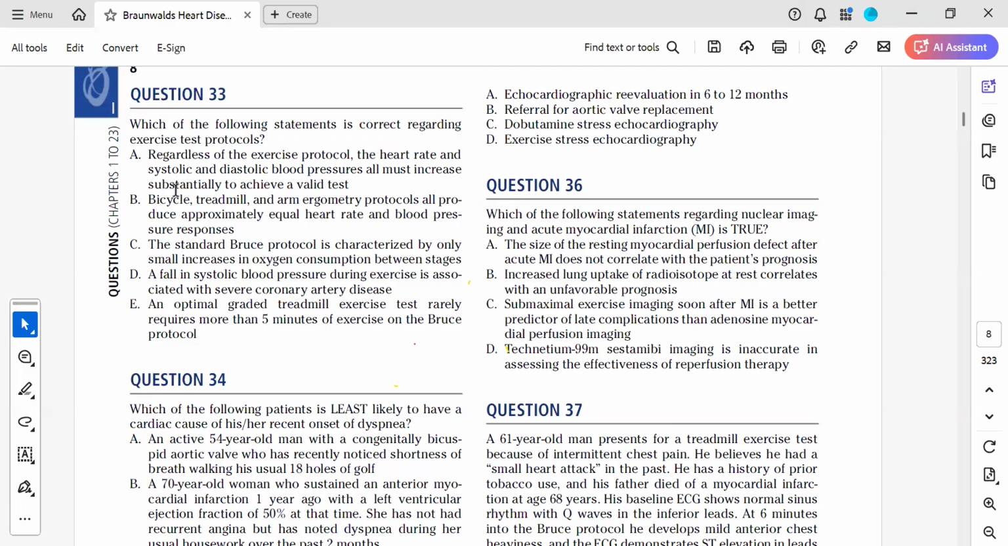So look at that again. The standard Bruce protocol is characterized by only small increase in oxygen consumption between stages. And of course, we know that that is not true.